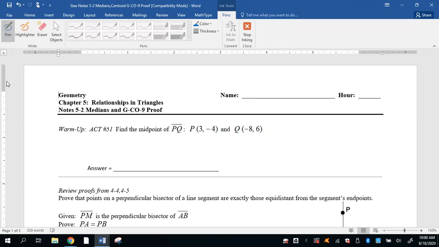Hello, this is Geometry Chapter 5, Relationships in Triangles, looking at segments and points in triangles, specifically 5-2 with medians. This is Mrs. Moslick. Go ahead and do the warm-up.